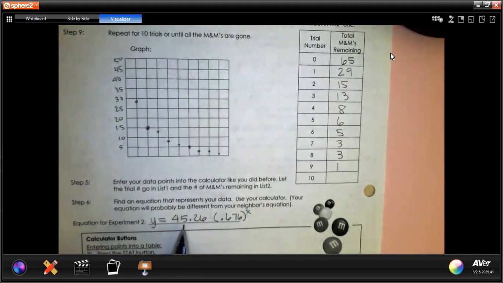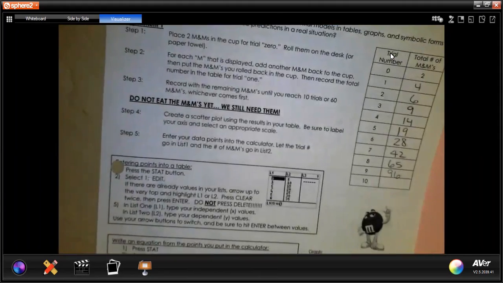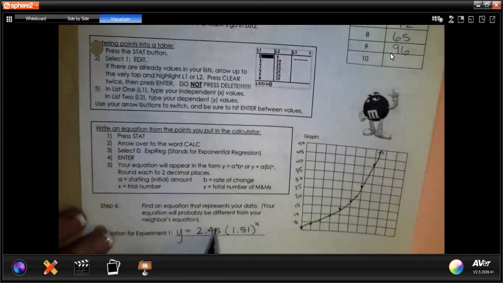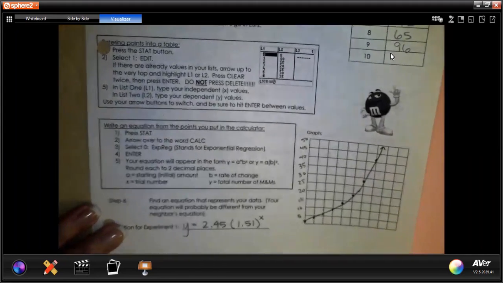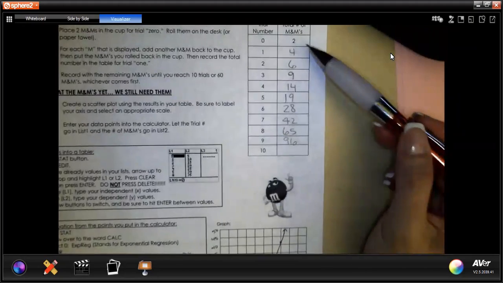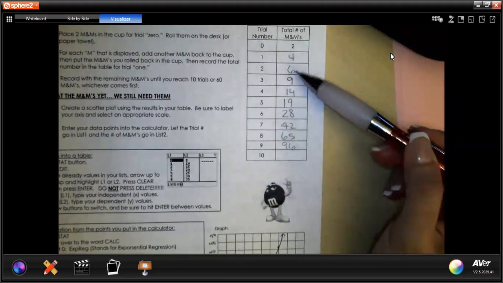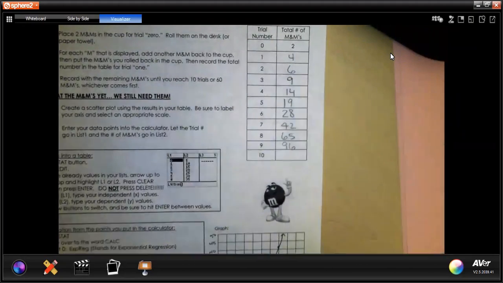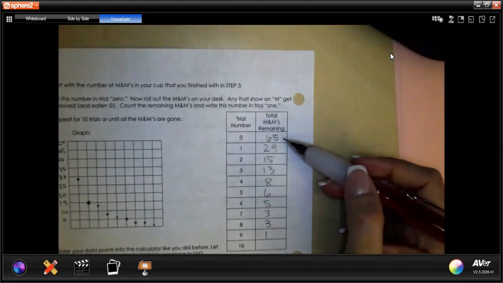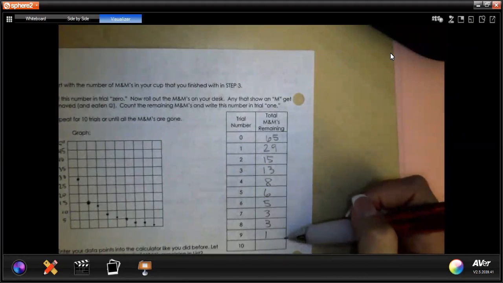If we look at the a here, it is 45.26. If we look at the a on this first one, it was 2.45. You can't see that. y equals 2.45. So we want to think about those values and what they mean on this equation. On this trial, it started at 2 and then it started to go up here. Our trial on the backside here started at 65 and then started to go down.